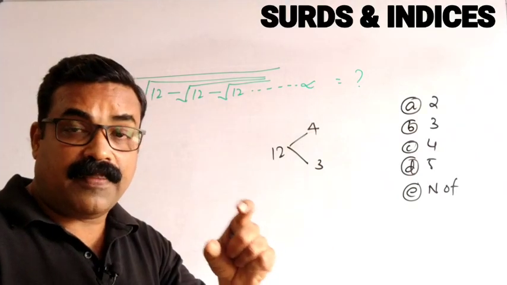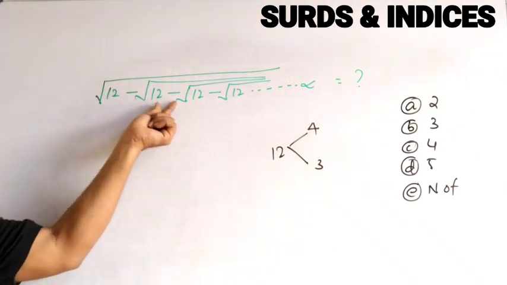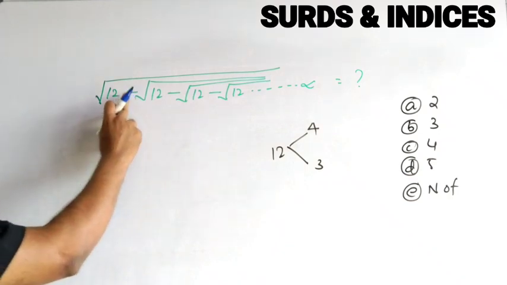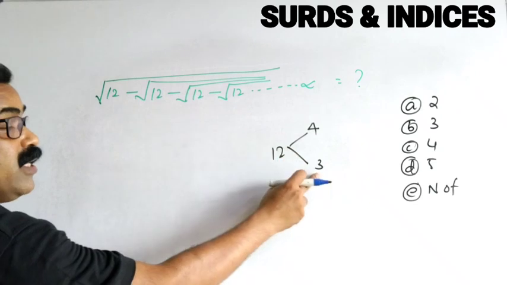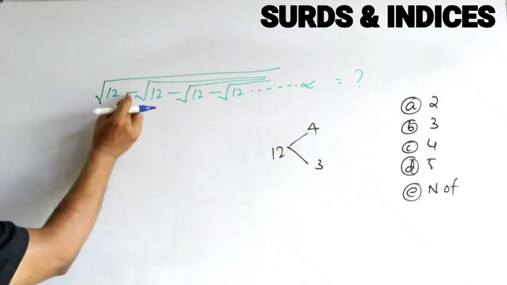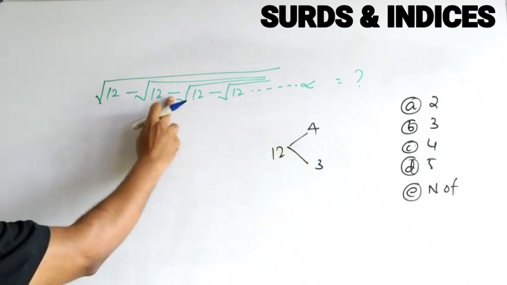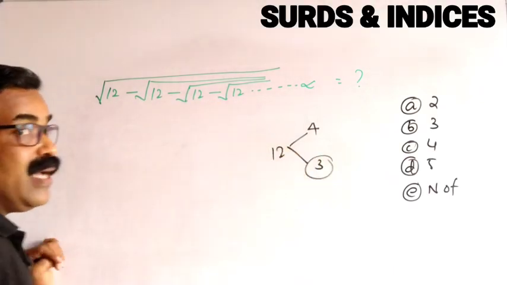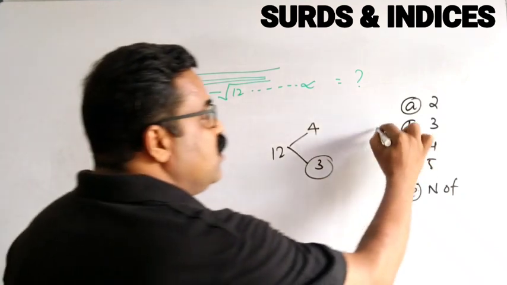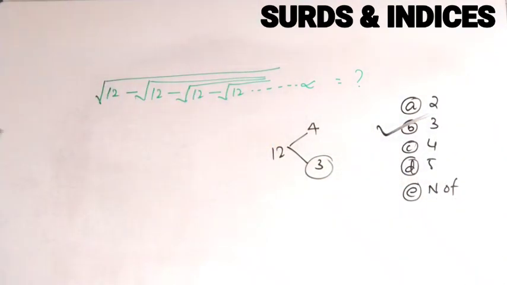Now, what is the last step? Check whether it is plus or minus. If it is plus, we have to take the bigger number. If it is minus, we have to take the smaller number. So here the symbol is minus, minus, minus, minus. So when it is minus, we have to take the smaller number as the answer, and the correct answer is answer B, number 3.